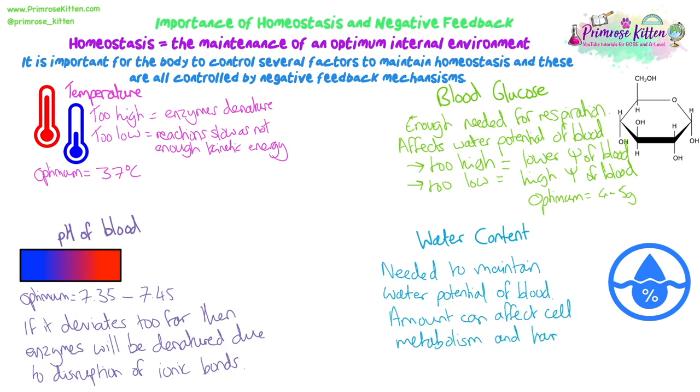We also need water for some reactions. So it's important for the metabolism of cells so that they can keep carrying out the reactions that require water. Thinking about condensation and hydrolysis reactions, if we don't have enough water present, then hydrolysis reactions are not going to be carried out as efficiently. And so all of this is important. And so osmoregulation, the regulation of the water potential of the body, is very important.